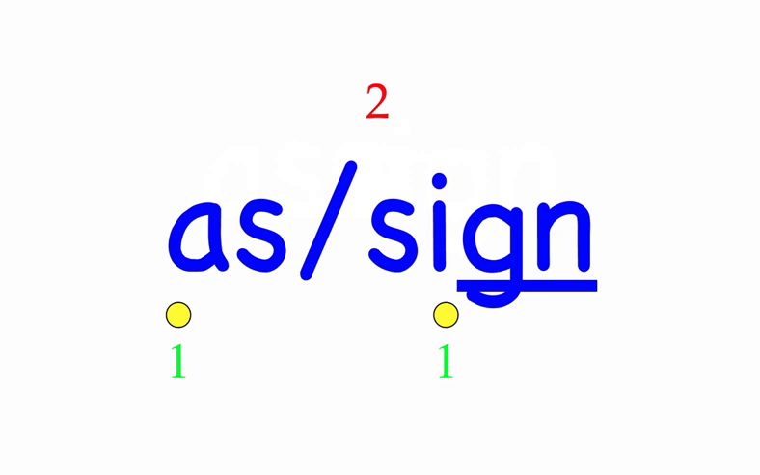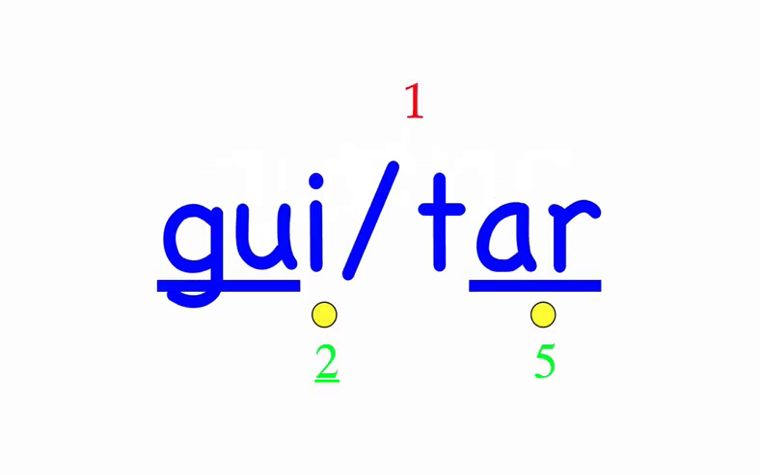Guitar. He knows how to play a mean guitar. Guitar. Two syllables. First syllable, g, two sounds, G, I. Tar, two sounds, T, R. Guitar. Mark the word. Guitar.